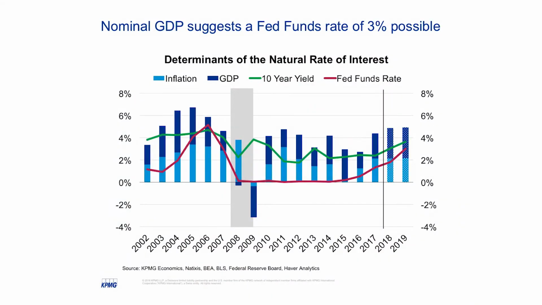And nominal GDP is a really important indicator to look at in relation to interest rates. So we also have on this graph the 10-year yield, which is the green line, and we have the Fed funds rate, which is the red line.